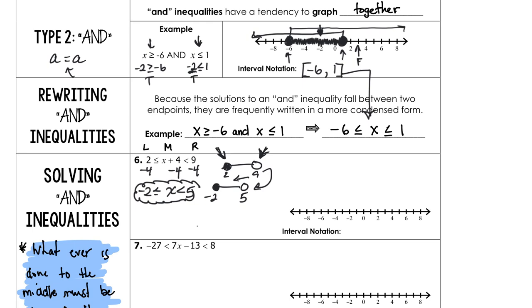And now when I go to graph this, my first endpoint is at negative 2. It's a closed circle. And I have a bar, which means it's connected all the way up to the value of 5. And I put an open circle at the value of 5.